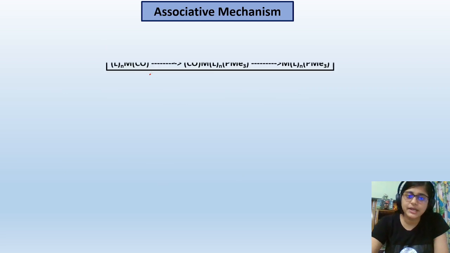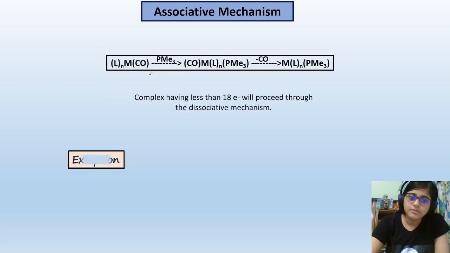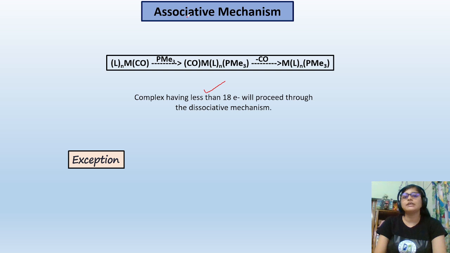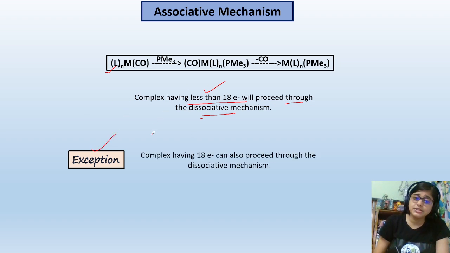For the associative mechanism, what will happen? It applies to complexes having less than 18 electrons. Associative means first association, then CO will be removed. This is the opposite of dissociative, right? So a complex having less than 18 electrons will proceed through the associative mechanism, but there are exceptions.